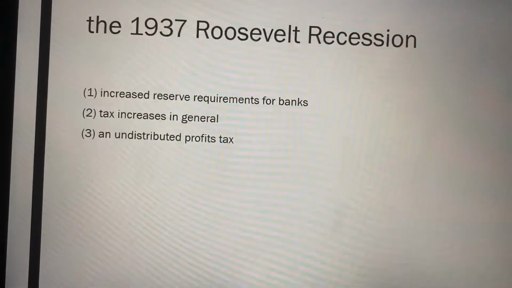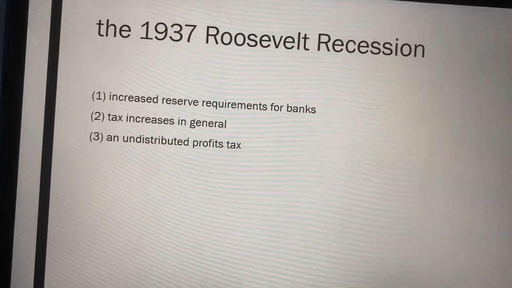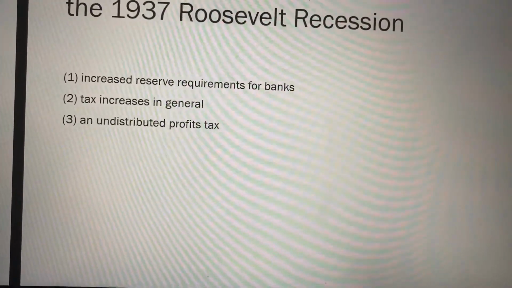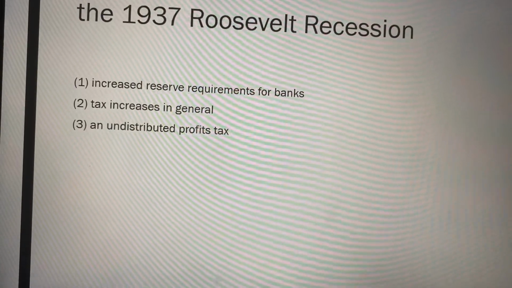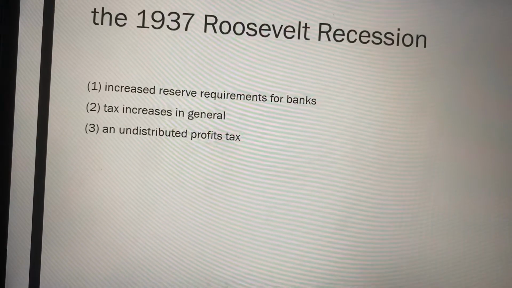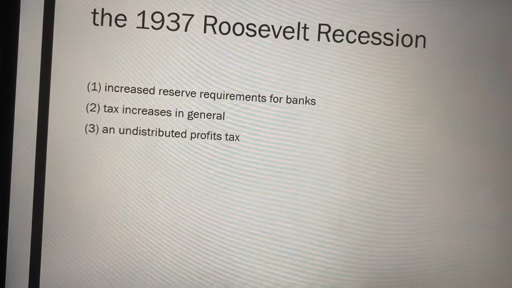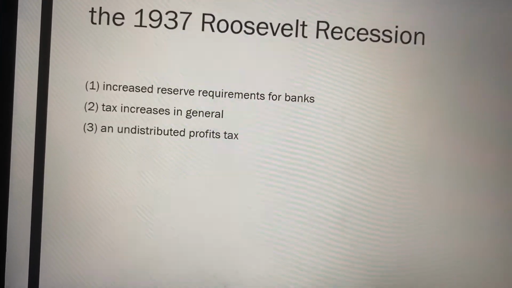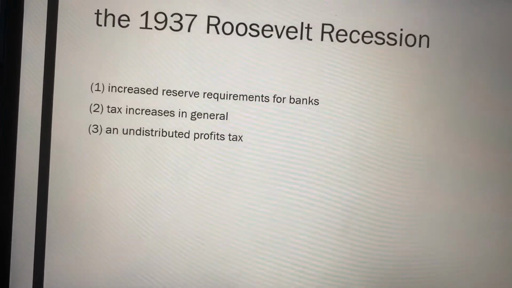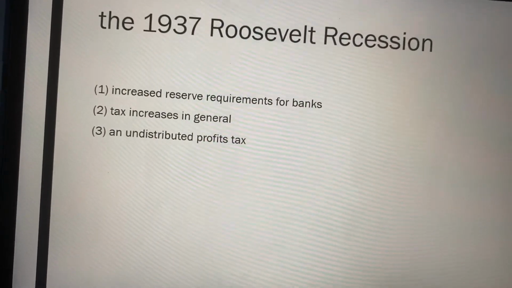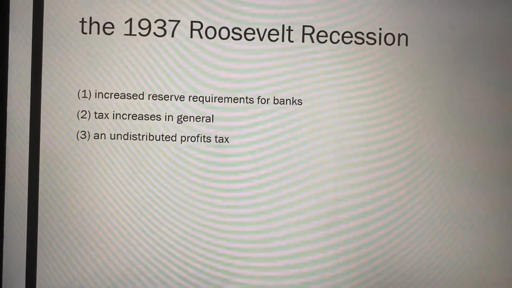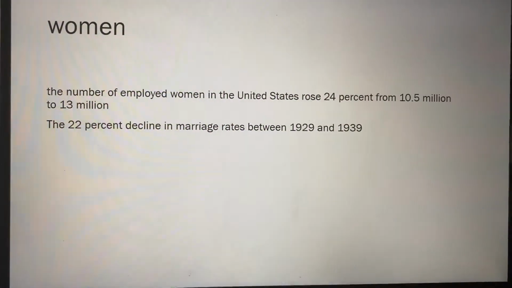firstly, there were increased reserve requirements for banks, which limited the availability of credit needed by businesses to expand. Second, tax increases in general. And third, an undistributed profits tax, which encouraged companies to pay out hefty dividends before it went into effect, while reducing investment and protective capital thereafter. This artificially pumped up the economy in 1936, and then the depression began again in 1937.